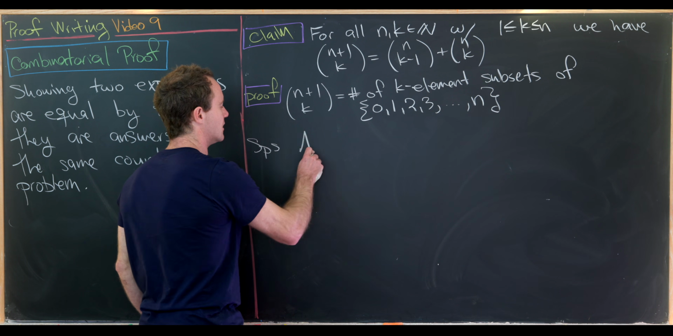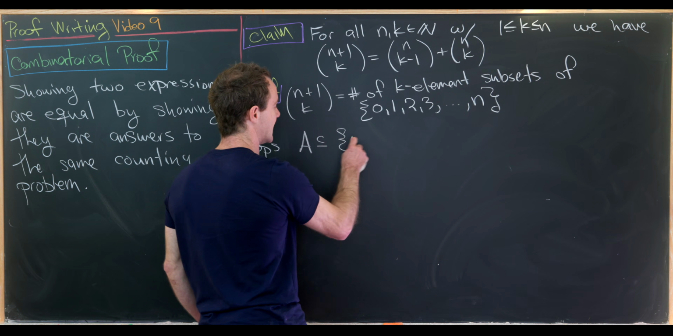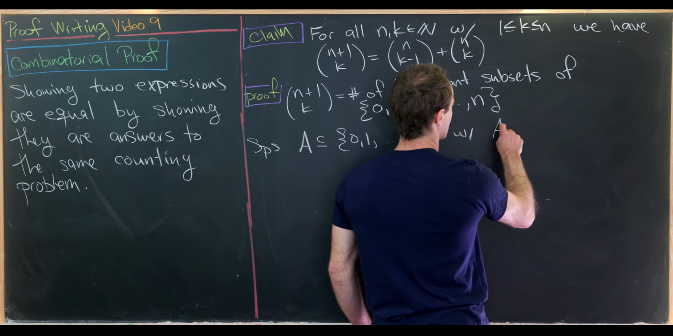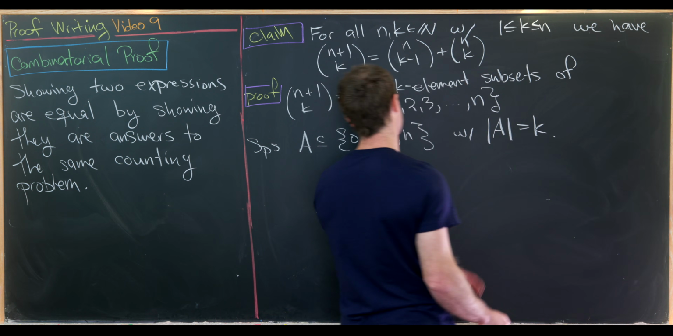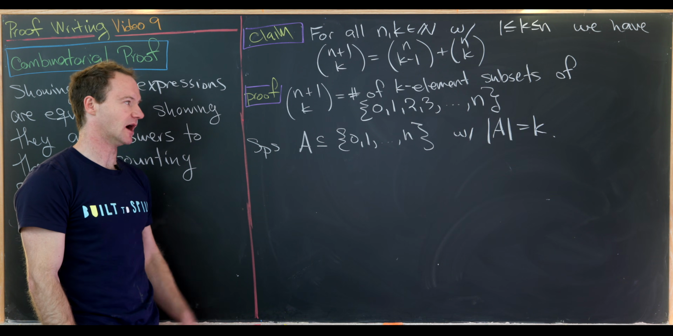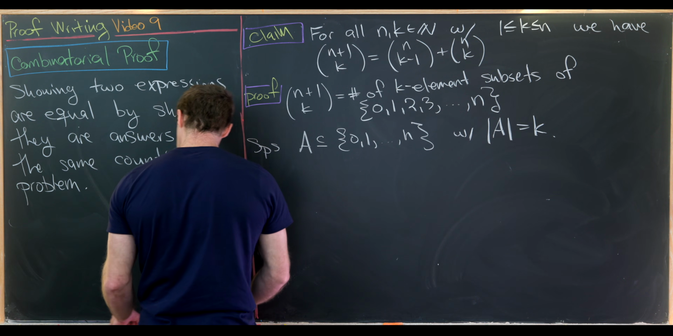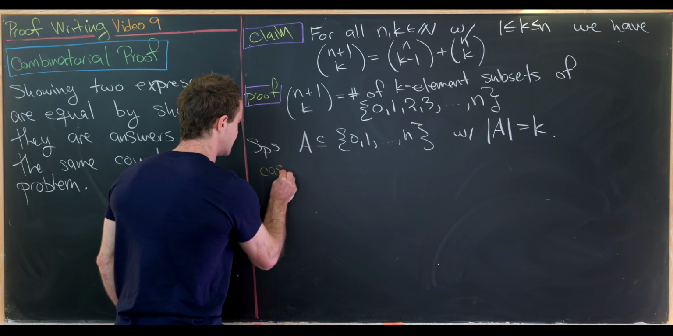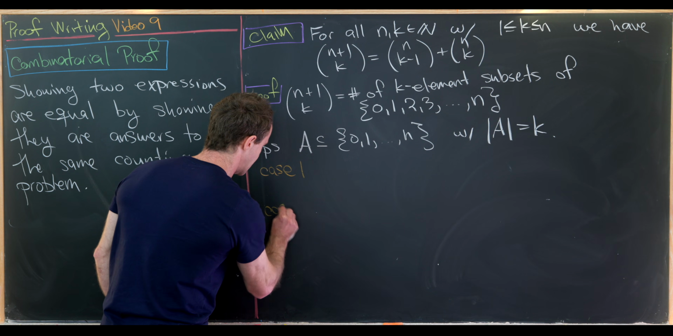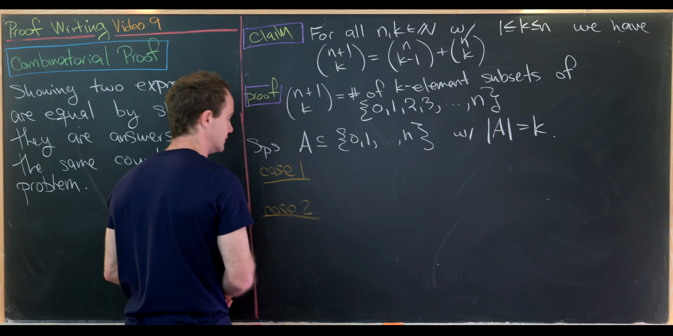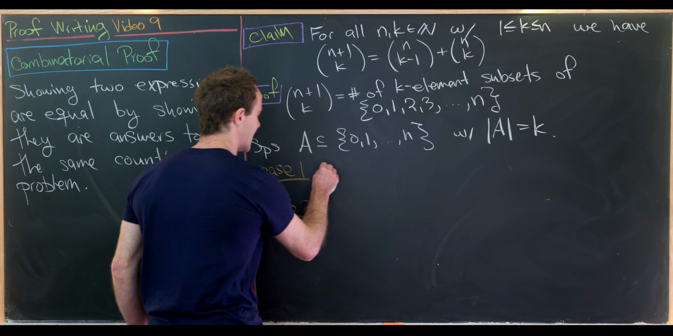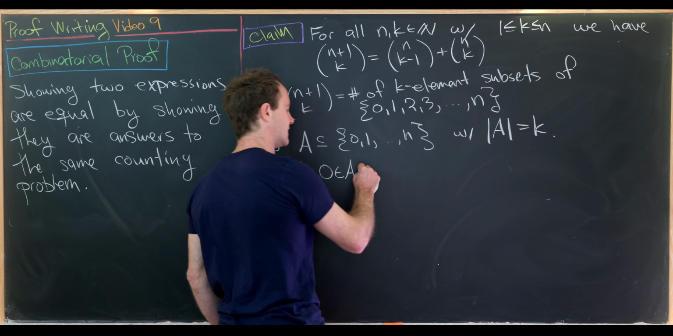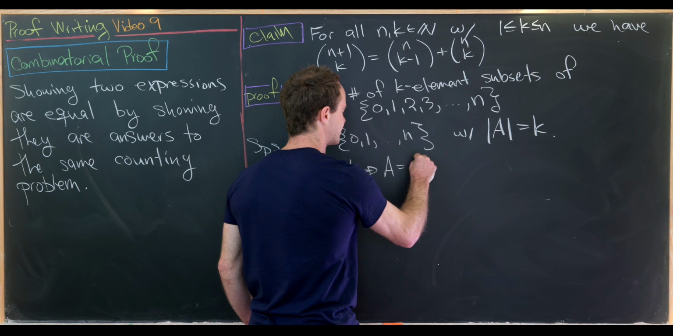So let's suppose that A is a subset of 0, 1 up to n, where the cardinality of A equals k. So in other words, it's a k element subset of our set right here. And now let's notice that there are two possibilities for A. So I'll write those down as cases. So case number 1 and case number 2. So case number 1 is that 0 is an element of A. Okay, well, so if 0 is an element of A, then we can write A as follows.